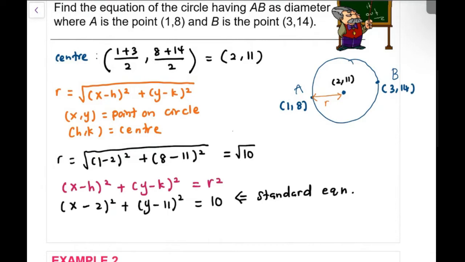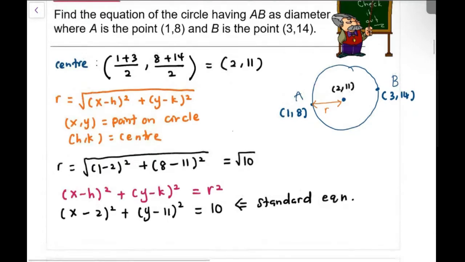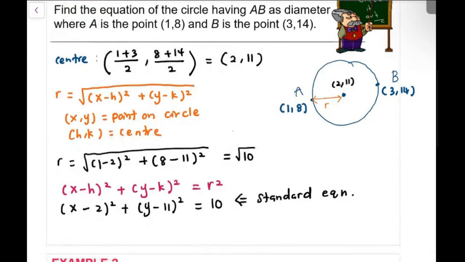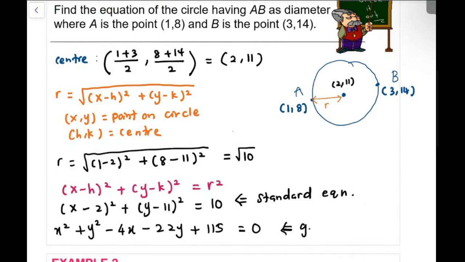So, from here, in case you want to find the general equation of a circle, you can just expand this formula to obtain it. So here it would be x squared plus y squared minus 4x minus 22y plus 115 equal to 0. I just expand the standard equation, and from here, you're going to obtain the general equation of a circle.